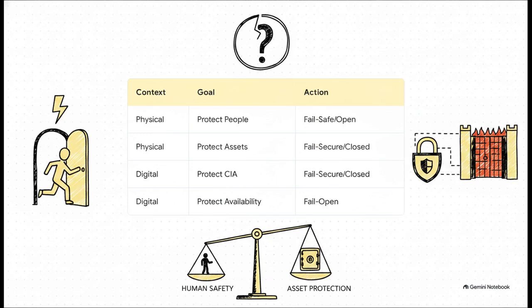A firewall losing power shouldn't suddenly drop its shields and allow all traffic through. It needs to fail secure or fail closed to protect the network's confidentiality and integrity, even if it means totally sacrificing availability in the process. So, keep this strict threshold in mind for the exam. The physical world prioritizes human safety, while the digital world prioritizes asset protection.